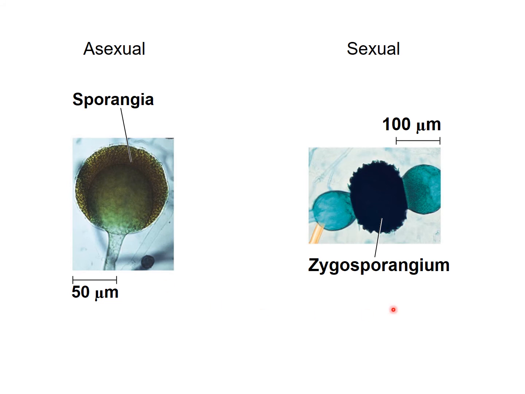These two types of spores, the sporangia and the zygosporangium, are also produced in another phylum of fungi, which we will be talking about. All right, let's talk about the Chytridiomycota, or Chytridiomycetes, or for short, Chytrids.